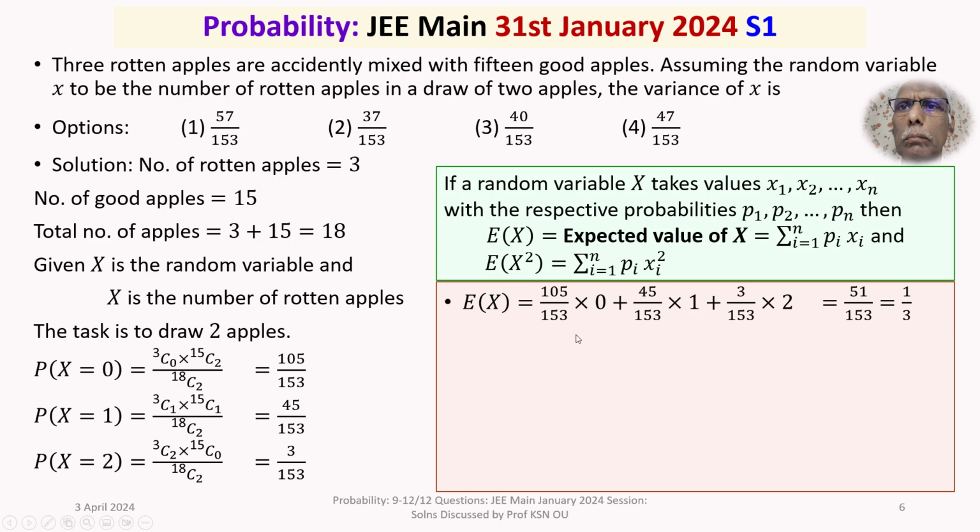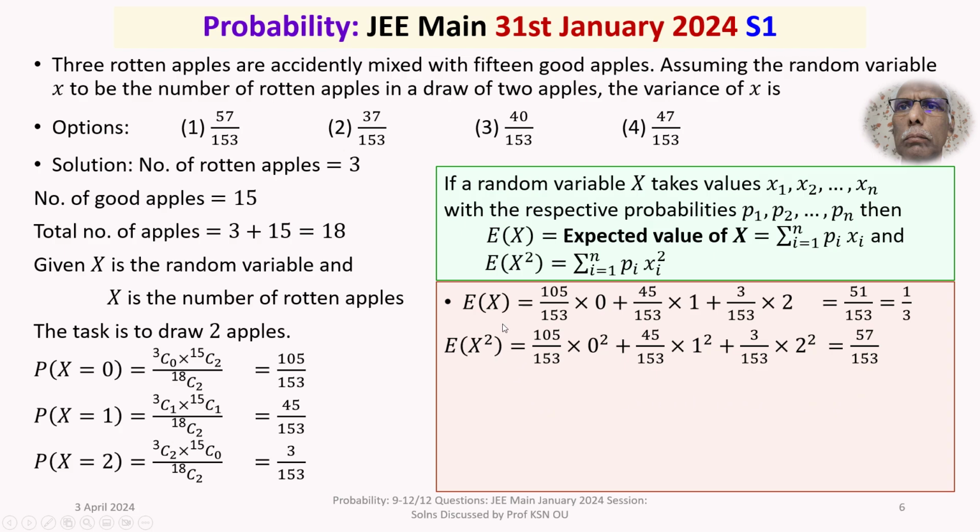The expected value of X square, E of X square, is the same, but you put the values 0 square in place of 0, 1 square in place of 1, and 2 square in place of 2, because in this case it is pi into xi square. So multiply and simplify, you will get 57 by 153.